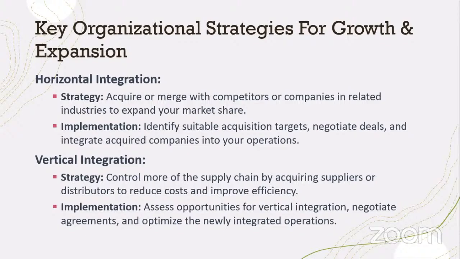Then you have the vertical integration strategy, which involves controlling more of the supply chain by acquiring suppliers or distributors to reduce cost and improve efficiency. This is more of what Dangote does. Dangote acquired his own logistics company, so it is Dangote Logistics that takes care of the delivery of all Dangote products. Implementation here involves assessing opportunities for vertical integration, negotiating agreements, and optimizing the newly integrated operations.